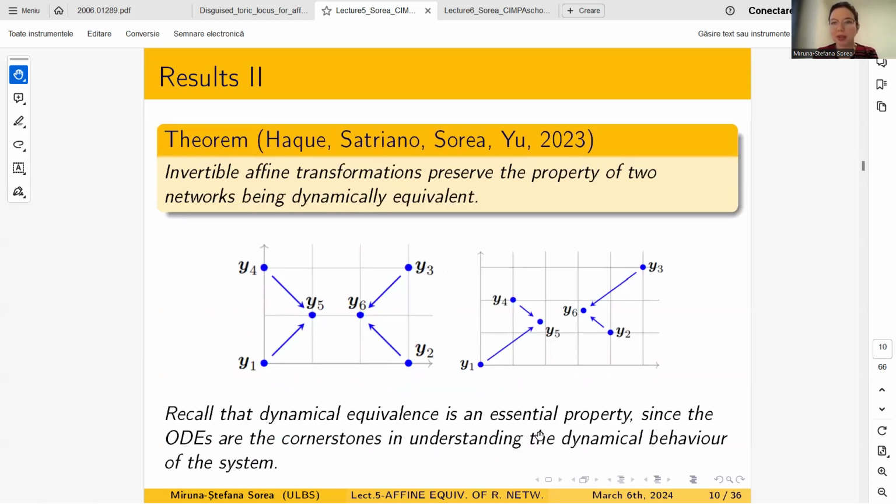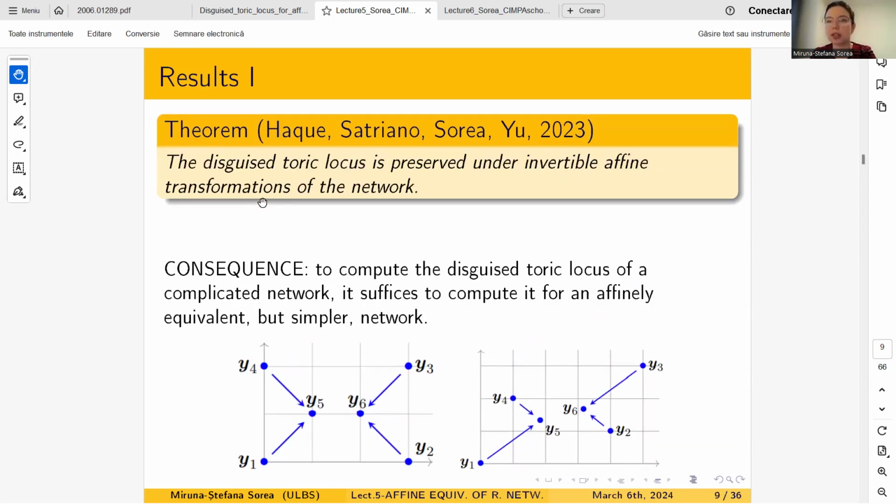Before I motivate what I was promising, I just want to say one more thing. More generally, invertible affine transformations preserve the property of two networks being dynamically equivalent. So that's actually what helps us say the previous thing about the disguised toric locus.